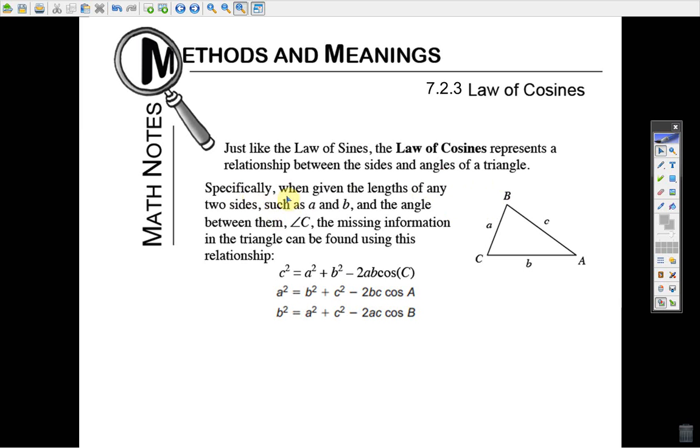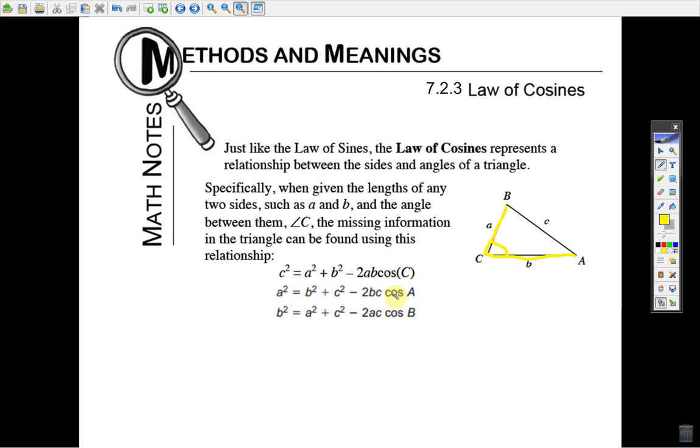So specifically, when given the lengths of any two sides, such as A and B, and the angle between them, the missing information in the triangle can be found using this relationship right here. So this says if you're trying to find side C and you have A and B and angle C, now that's something we can do. So to find the missing side C, we have A squared plus B squared minus 2AB cosine C.